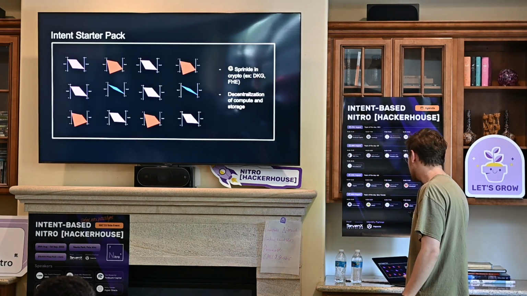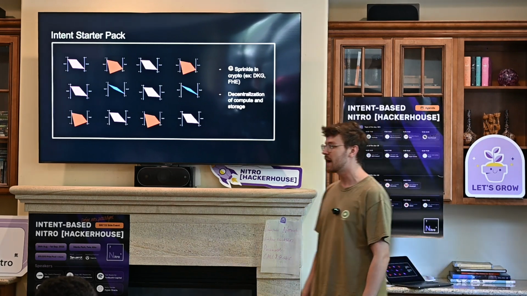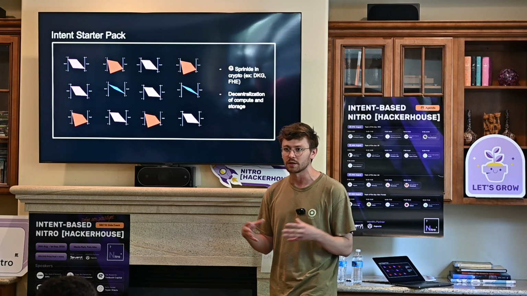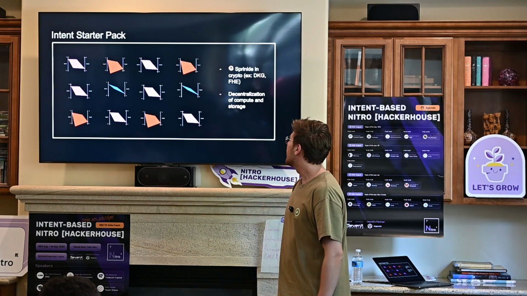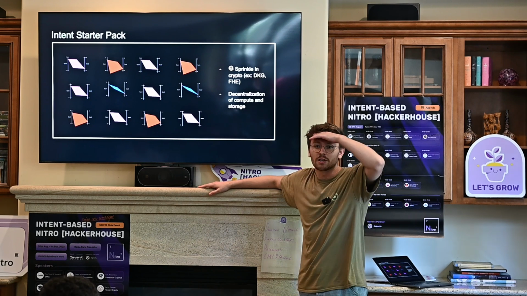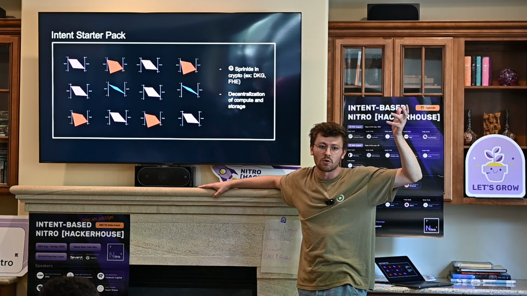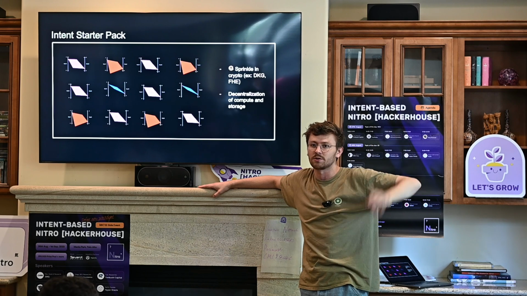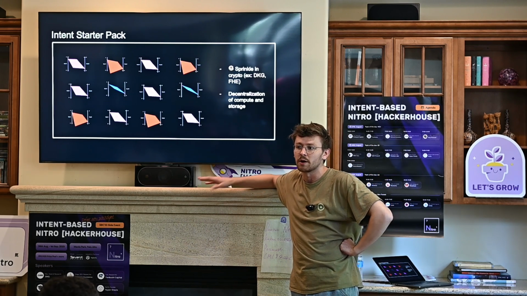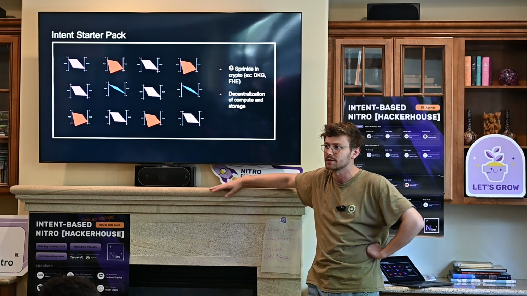So yeah, I think the intent infrastructure starter pack is an ability to aggregate all of these sets of constraints into one cohesive unit. And then you sprinkle in some crypto, like DKG, where perhaps you encrypt your set of constraints to some public key that the network creates and rotates around.